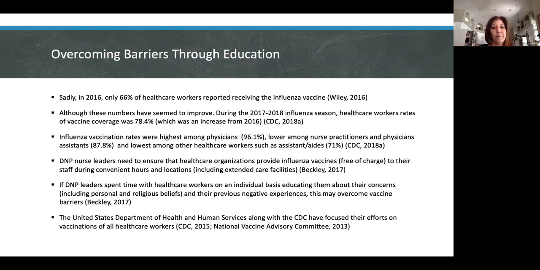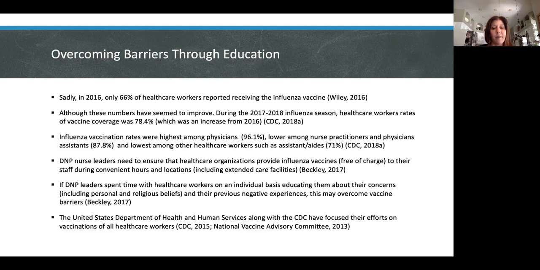DNP nurse leaders need to ensure that healthcare organizations provide influenza vaccines free of charge to their staff during convenient hours. So they need to have it on the night shifts, the day shifts, the weekends, holidays, everything, with little stations set up so that individuals who are working can go down, especially if you have nursing assistants on those units. And this includes extended healthcare facilities, things like that. If DNP leaders spent time with healthcare workers on an individual basis, educating about their concerns, including why they don't want to have it done, then they may improve the number of individuals getting the influenza vaccine.